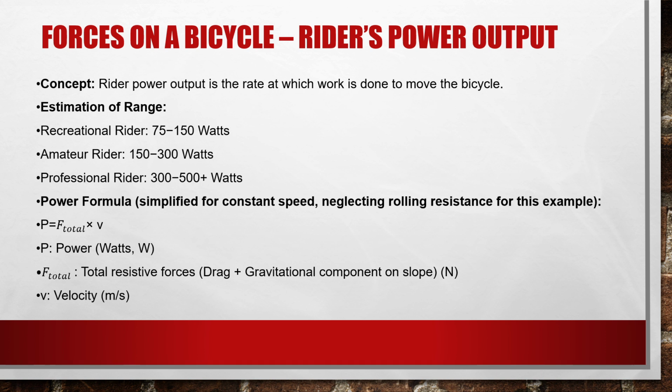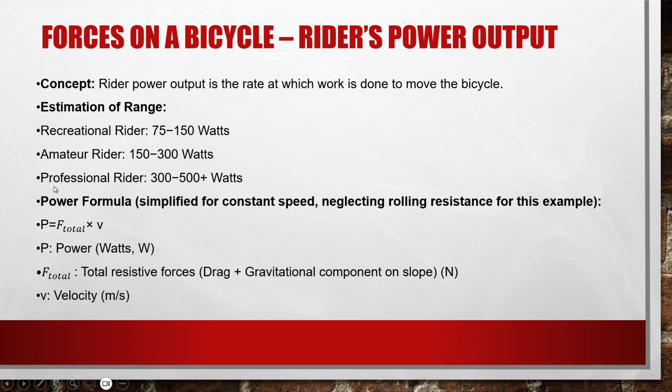And over here, this is the third force, which is the rider's power output. Obviously, this is the one who is pedaling the bike, how much power output they produce. Here, we assume someone who rides for leisure or recreation produces around 75 to 150 watts, and a beginner rider usually produces around 150 to 300 watts.